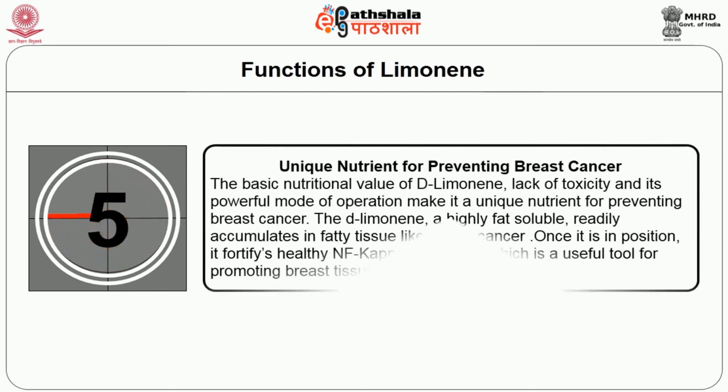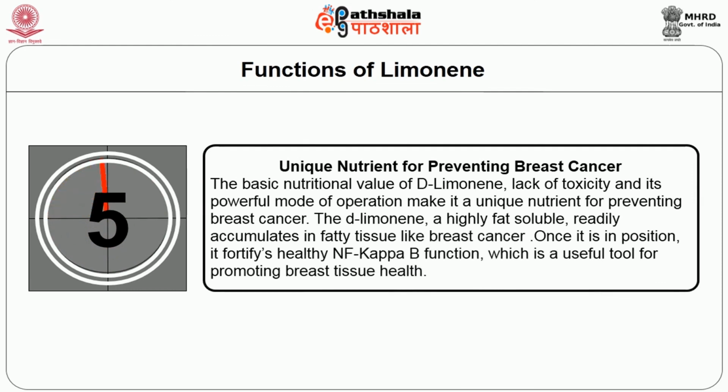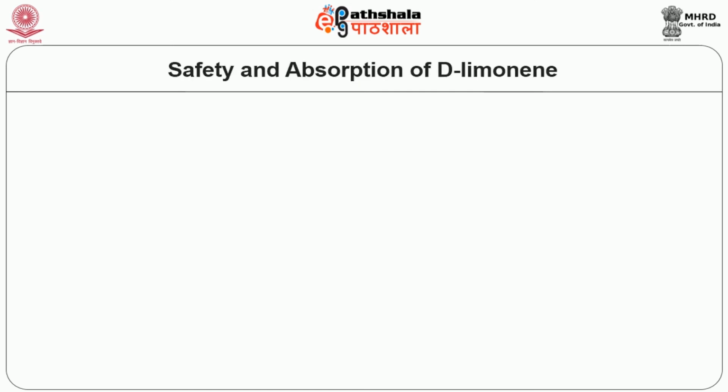The basic nutritional value of D-limonene, lack of toxicity, and its powerful mode of operation make it a unique nutrient for preventing breast cancer. D-limonene, being highly fat soluble, readily accumulates in fatty tissue like the breast. Once it is in position, it fortifies healthy NF-kappa B function, which is a useful tool for promoting breast tissue health. Now we shall learn about the safety level of D-limonene, or how much D-limonene should be taken.